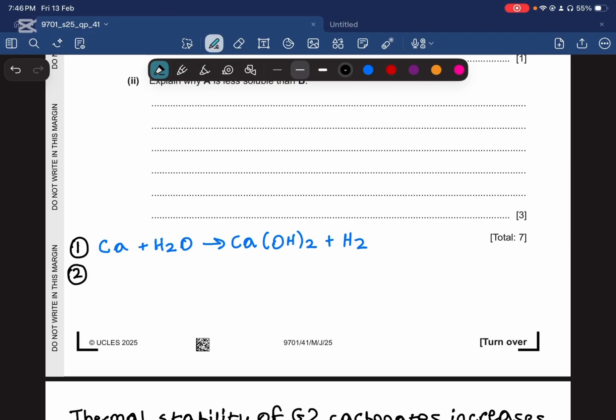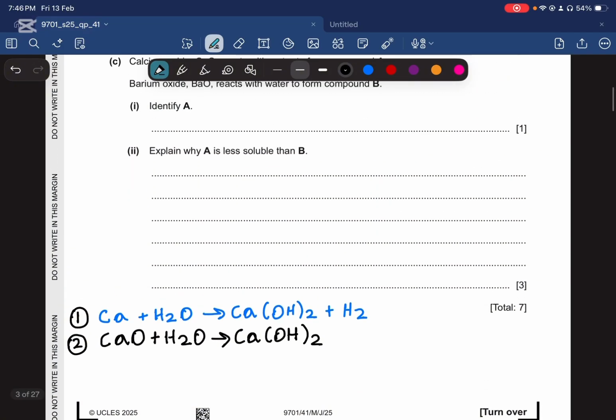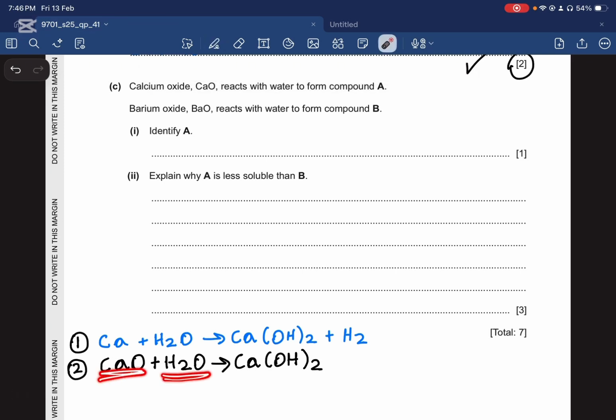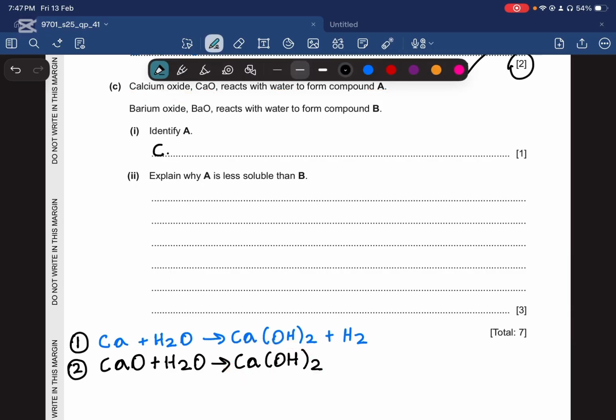Reaction number one. What's reaction number two? Reaction number two is when it's not the metal, but this time it's the metal oxide which is reacting with water. So calcium oxide reacting with water is simply going to make calcium hydroxide. That's it. There is going to be no hydrogen produced. You guys need to remember this. No hydrogen is going to be produced when you have a metal oxide reacting with water. But if you have a metal reacting with water, you make the metal hydroxide plus the hydrogen gas. So calcium oxide reacts with water to form compound A. What's compound A? Calcium hydroxide. You can either write the name or you can just write the formula Ca(OH)2.